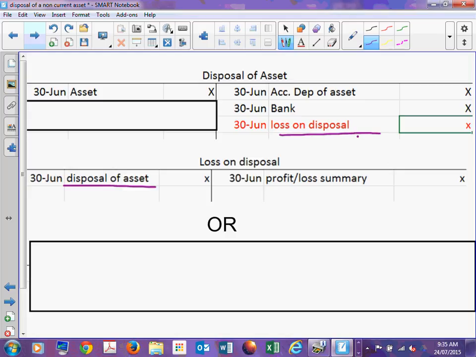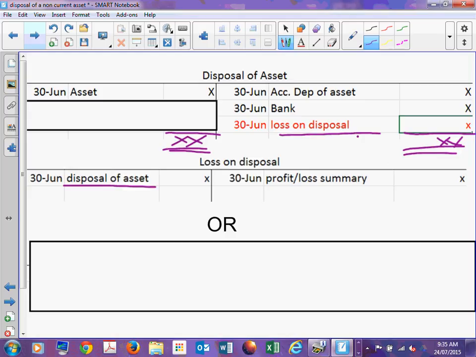Okay. By this stage, with a loss on disposal recorded, this account now should equal the same on both sides. Because we've got rid of the asset, we've accounted for the proceeds from the sale of that asset, and we've accounted for the fact there was a loss on disposal. So by that stage, that account should have a zero balance in there. Both sides should equal the same, hence the totaling off.